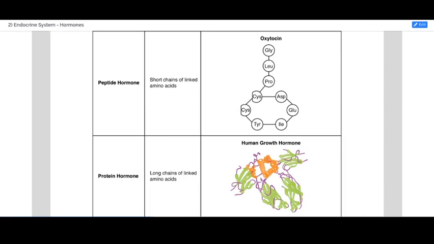The next two types of hormones are demonstrated together here because they're actually fairly similar. Those are peptide hormones and protein hormones. And the difference between those is just how many amino acids there are in the chain that makes up the molecule. Peptide hormones are short chains and proteins are long chains. Now, proteins are usually a specific gene product. There's a gene for example, growth hormone.